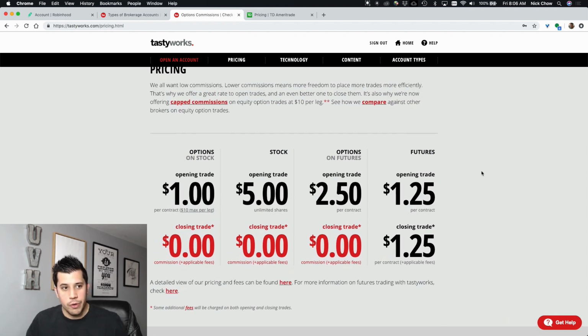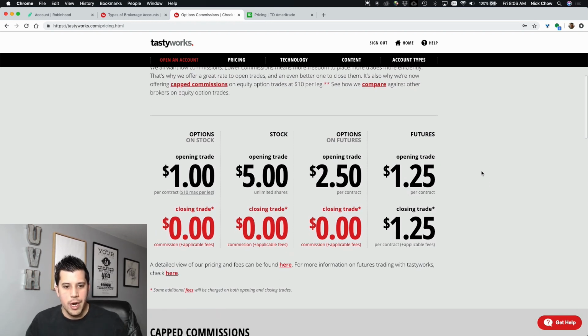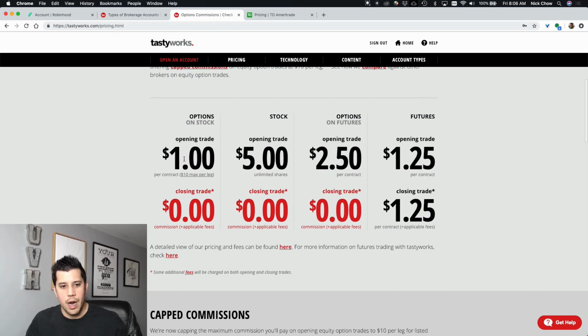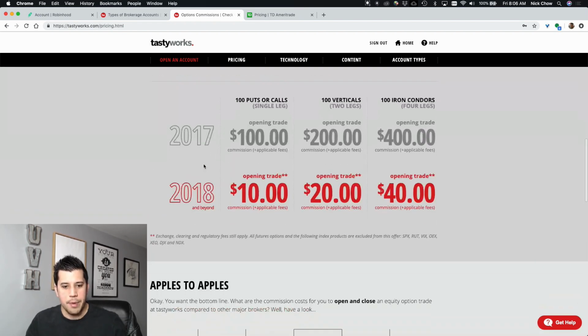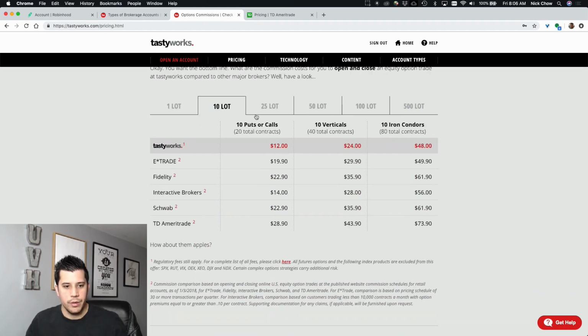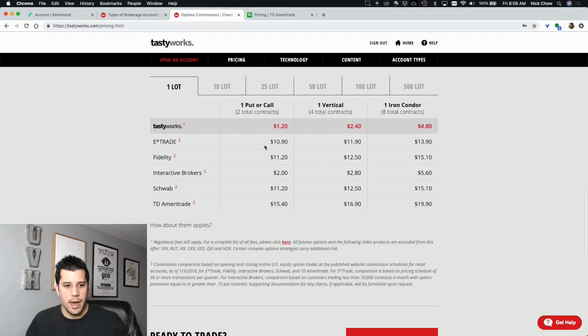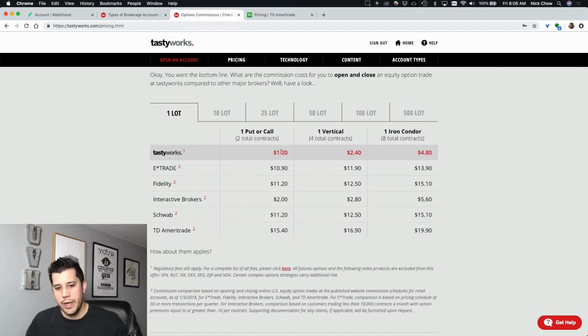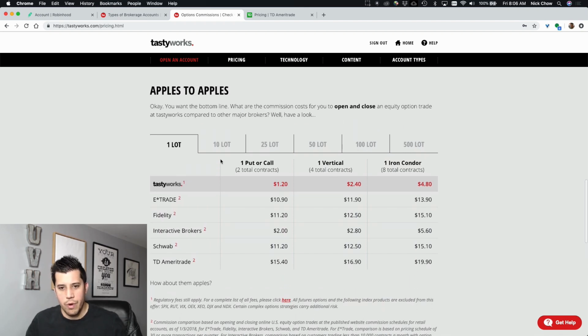For like a real brokerage. I don't consider Robinhood a real brokerage. Tastyworks is $1 per contract with capped commissions of $10. So if you buy one lot on Tastyworks, it's going to cost you $1.20. The 20 cents is regulatory fees and stuff like that, and you can read all that below here. I'm not going to go through all that.